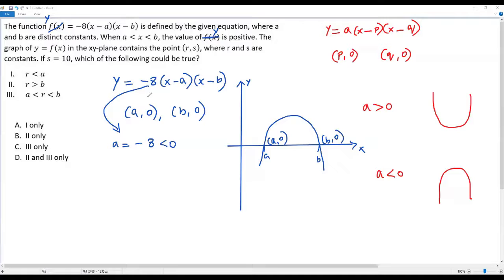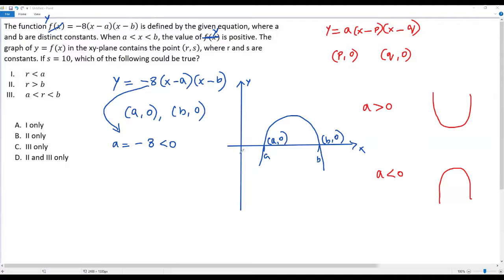Also, when x takes a value between a and b, so let's consider the inequality we have over here. When x takes a value between a and b, what is y? Positive. So whenever I consider a value of x between a and b, y is positive. Y is positive means the parabola must be above the x-axis, because above the x-axis all the y values will be positive. So that's true because the parabola opens down. So if I consider any value for x between a and b, we have the parabola above the x-axis. So on all the points over here, the y coordinate will be positive. So the information given in the question is true when I sketch the parabola for this one.